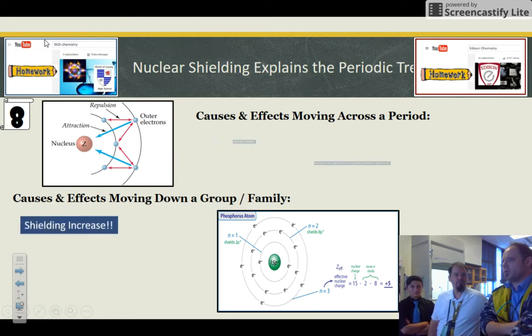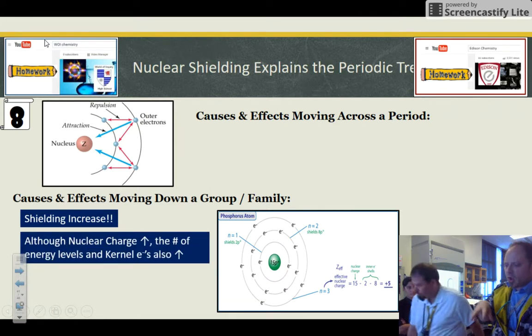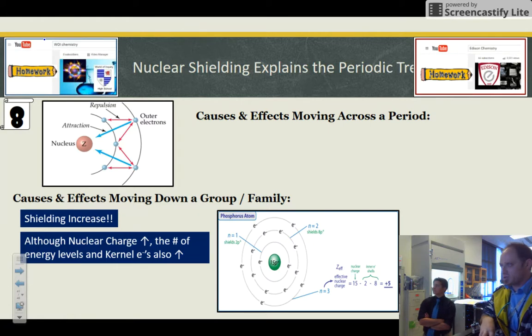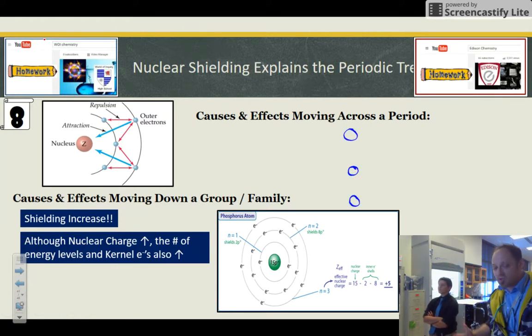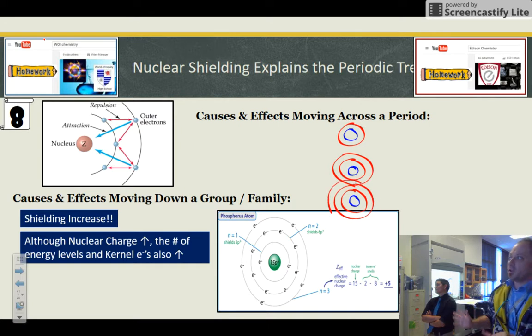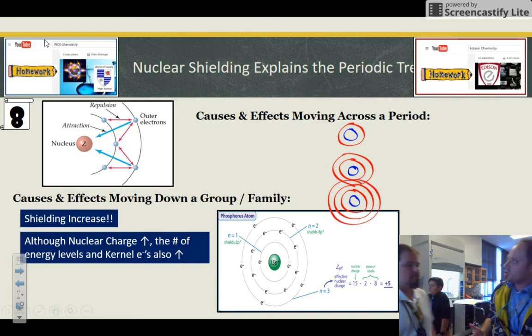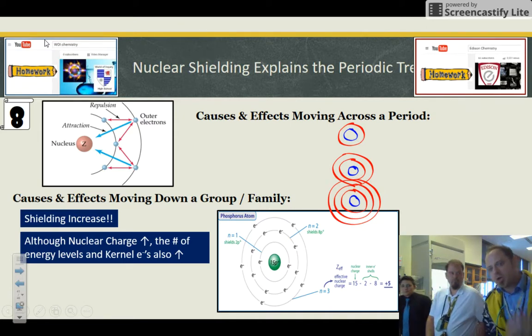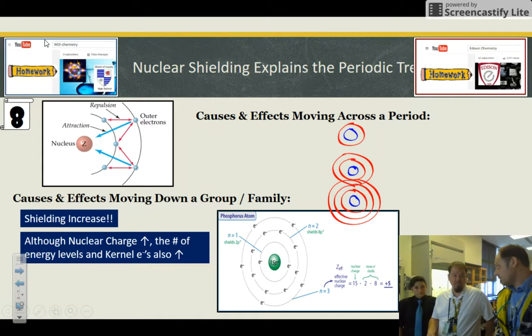Okay. I think we're going to go down a group. So as you go down a group, shielding increases because while you do have more protons in the nucleus, you also have more and more and more levels of electrons. So when the nucleus shouts to the valence shell, you feeling me, bro? That valence shell is further and further and further away. So the effective nuclear charge is decreasing as we go down a group. Even though we're adding protons and electrons, it's because we're adding that whole level of electrons.